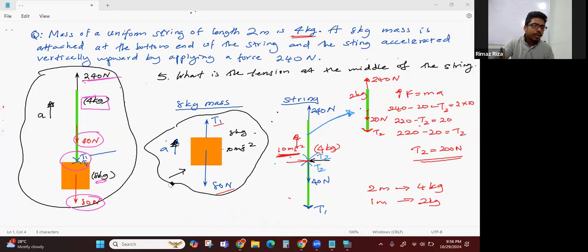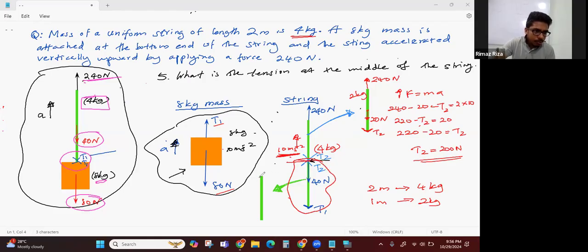Again, the first thing we have to do is draw the free body diagram for this part. So let me draw the bottom half of the string. It is here. This space might not be enough. Now we'll mark the forces acting on it.